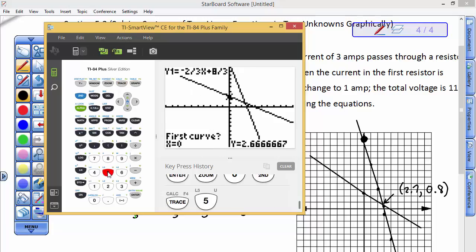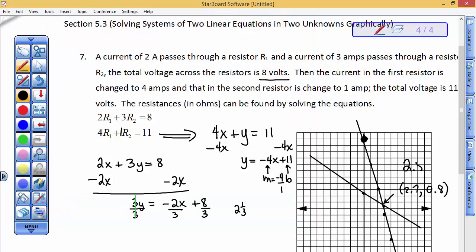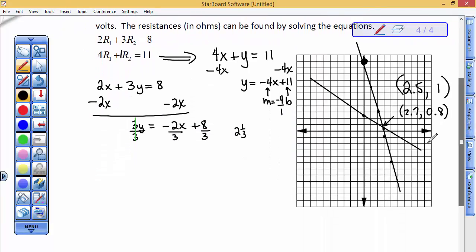Hopefully I didn't do that too fast. And it gives me a value. The actual answer is 2.5 comma 1. From my picture I thought it was 2.7 comma 1. And so remember that means r sub 1 is 2.5 and r sub 2 is equal to 1.